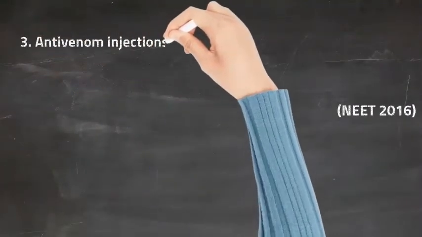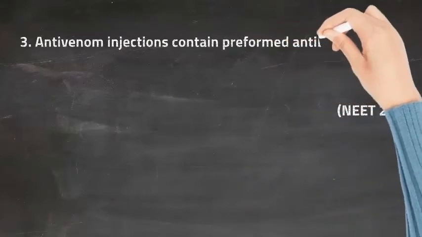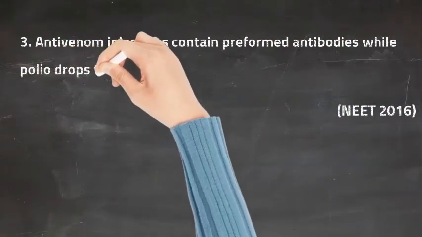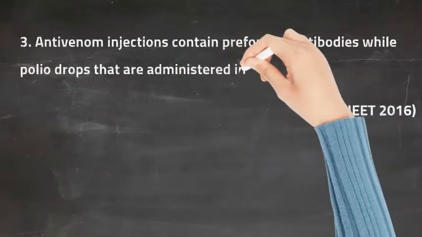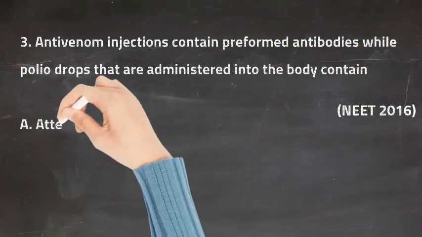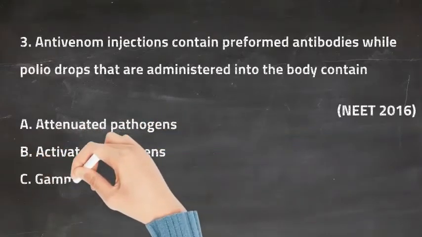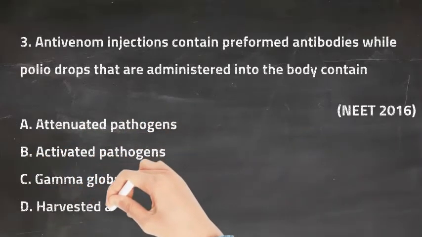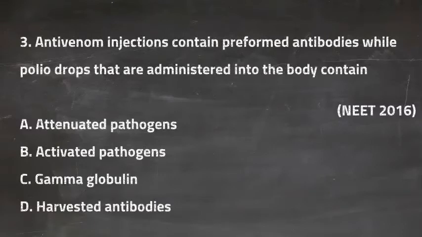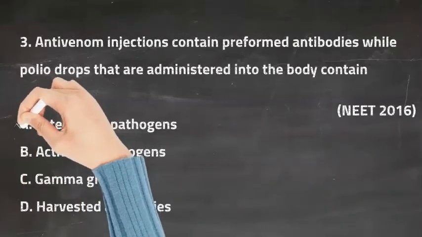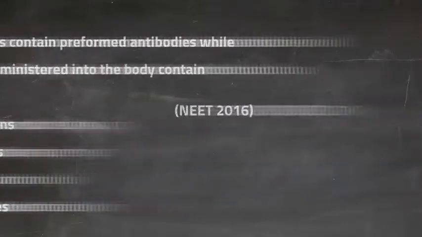Question third. Antivenom injections contain preformed antibodies, while polio drops that are administered into the body contain. The option A is attenuated pathogens, the option B is activated pathogens, the option C is gamma globulins, and the last option is harvested antibodies. The right answer for this question is option A, that is attenuated pathogens.